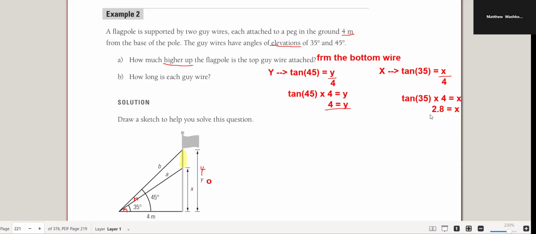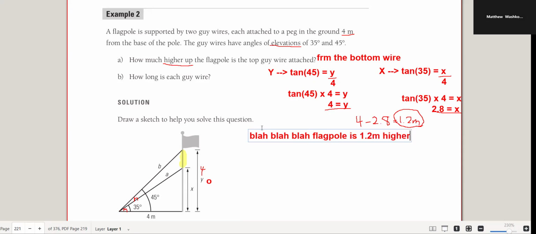So 2.8 is equal to X. I'm not done though, because it wants us to find how much higher up. It's literally 4 minus 2.8, which gives me 1.2 meters. So the top guy wire on the flagpole is 1.2 meters higher. Perfect.